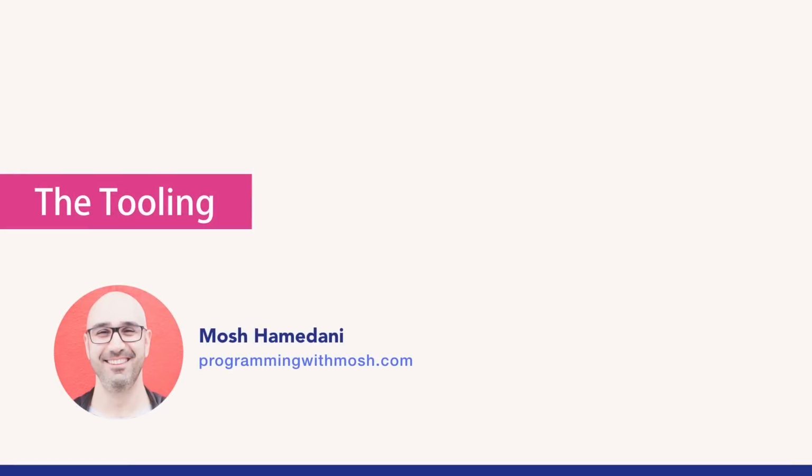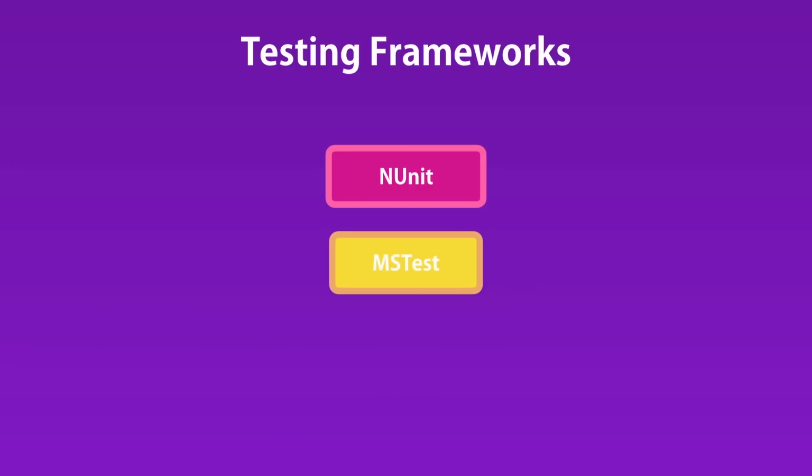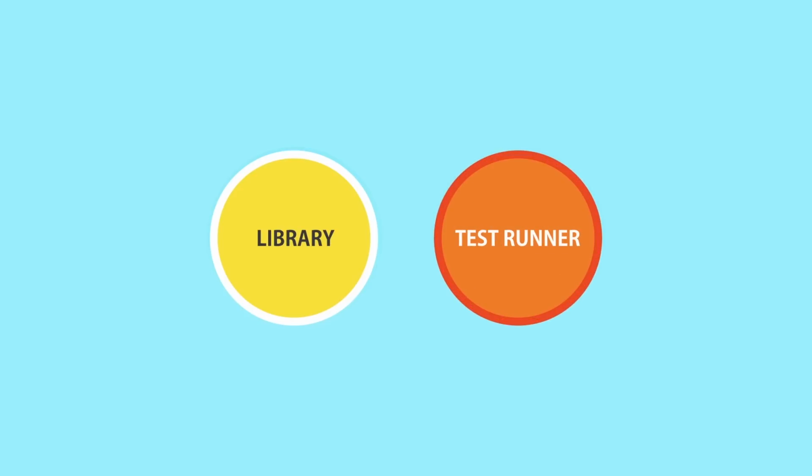To write unit and integration tests, you need a testing framework. There are several testing frameworks out there, but the most popular ones are NUnit, which is one of the earliest frameworks out there. We've got MS Test, which is Microsoft's testing framework built into Visual Studio, and XUnit, which has gained more popularity over the past couple of years. All these frameworks give you a utility library to write your tests, and a test runner which runs your tests and gives you a report of passing and failing tests.